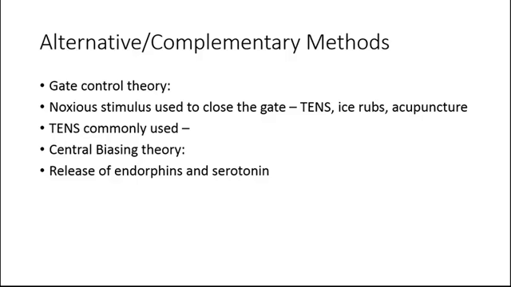The gate control theory, we're using noxious stimulus to race to the gate. Remember, it's in the dorsal horns of the spine, and so we use this fast transmitted stimulus to close the gate, all right, to get to that gate first, and by getting there then it closes the gate to the slower moving pain, the pain that the patient's feeling. And so what are the techniques that we use? We use things like acupuncture, acupressure, ice rubs are in there.